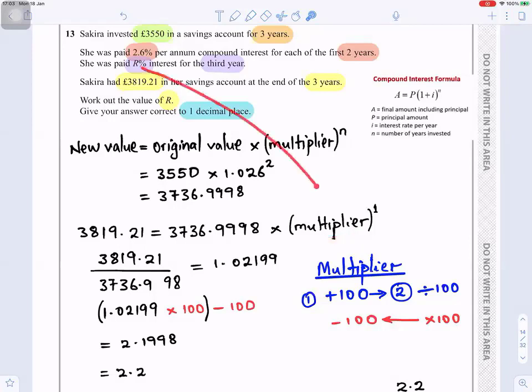R is the new multiplier. So it would be the inverse of times that, you take it to the left, it becomes divide. So when you divide, you get 1.02199.